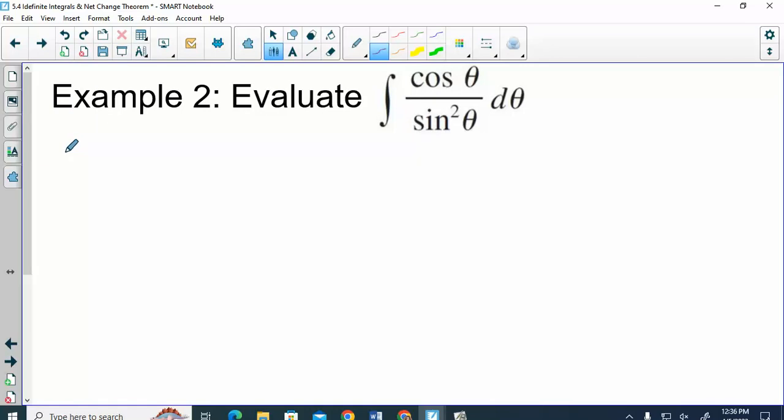Let's take a look at this one. So if I asked you to evaluate this antiderivative, that's a little less obvious, isn't it? You know, if I just have a sine or a cosine, I can do the antiderivative, but can I do the antiderivative of a quotient? No. So let's see, can I rewrite this? So this is a cosine over sine squared. So what if I separated those sines?